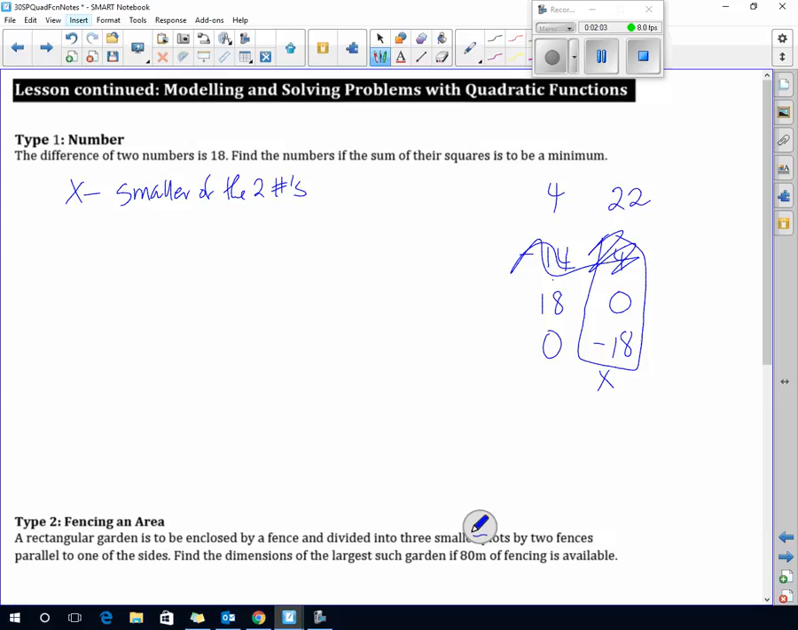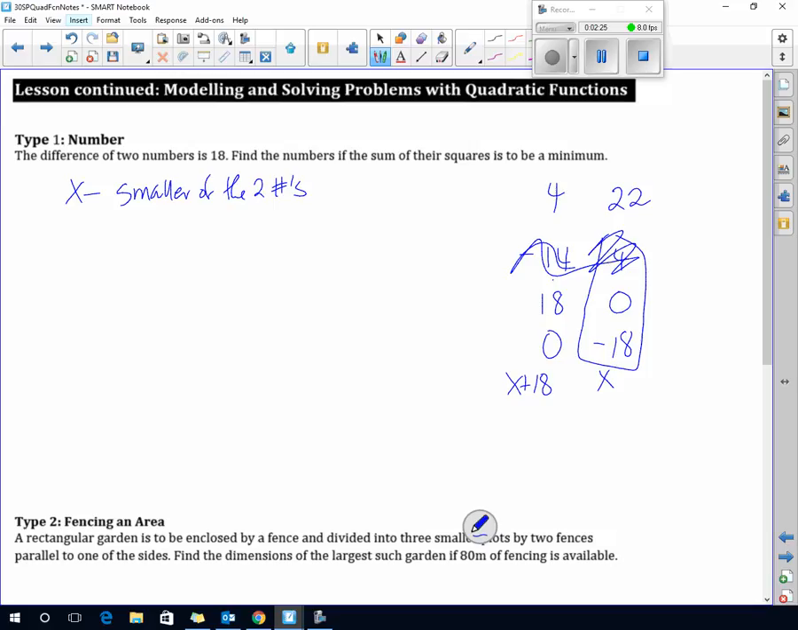This is how it'll differ if you choose one to be the bigger and one to be the smaller. Does everybody see that? Because I picked smaller, the bigger number is going to be 18 more. If I picked x to be the bigger number, the smaller number would be x minus 18, right? Okay, so it's suggested to pick the smaller number every time.